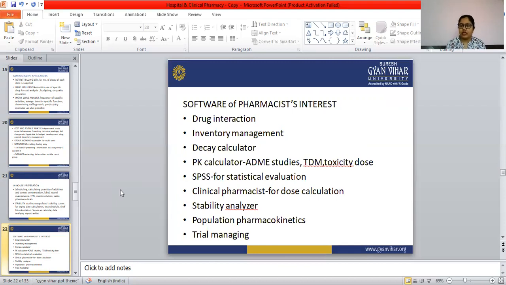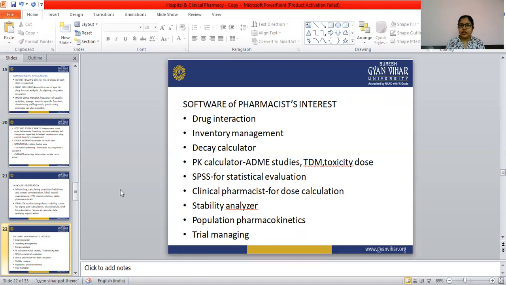So the pharmacist has to install that. If these softwares are free, then that is okay, they can install them as they are. But if the software is a paid version, then the pharmacist should purchase that software, and after that install it in the computer. So the PK calculator, ADME studies, TDM, toxicity dose, we can do with the help of the software available in the computer.